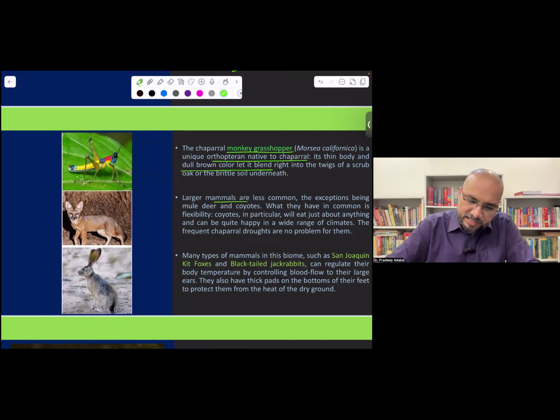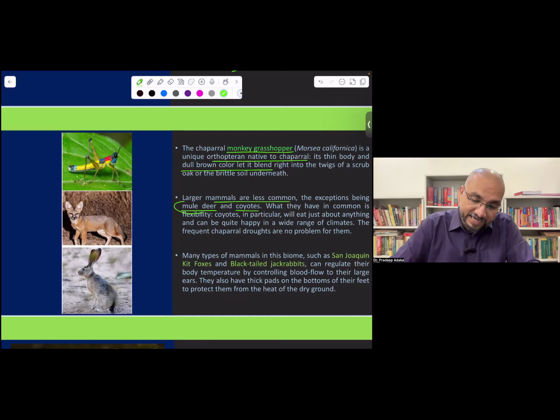Large mammals are less common in this biome. So you have seen mule deer. Mule deer is the only large mammal that you see in the California chaparral biome. Except mule deer and coyotes, you don't see many large mammals.